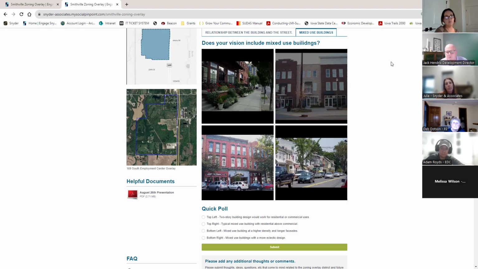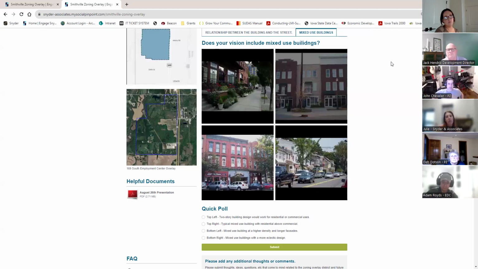And Deb, just a point to make, the more specific you are in the design, the smaller the market for that development becomes. Good point. Yeah, good point, Jack. I've been kind of thinking about that, listening to some of the comments and stuff.